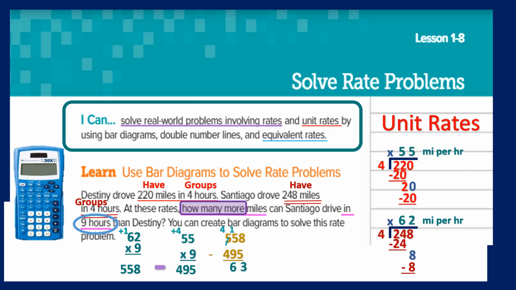63 what? Well, what we're saying is that Santiago will be able to drive 63 more miles. That's your answer. So instead of doing all the boxes and the groupings for each of your rates, if we just do these type of math steps, I really think it's going to be much easier.